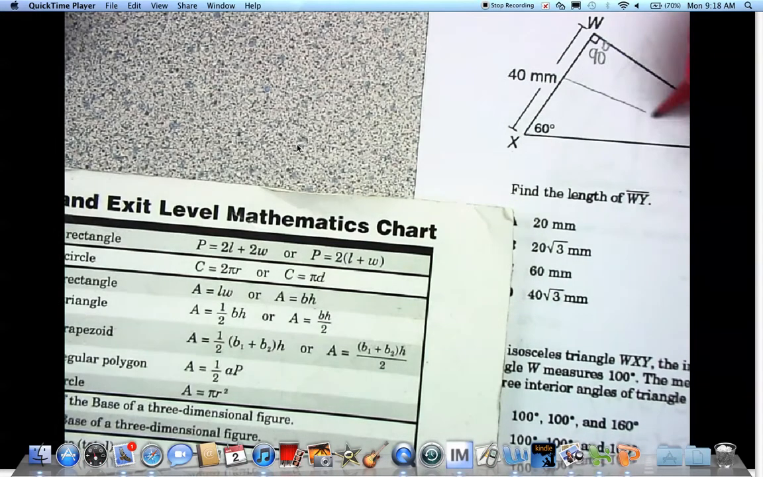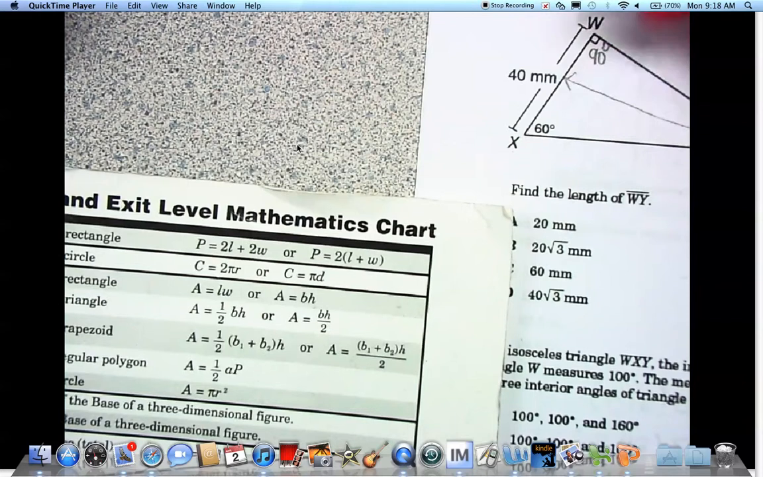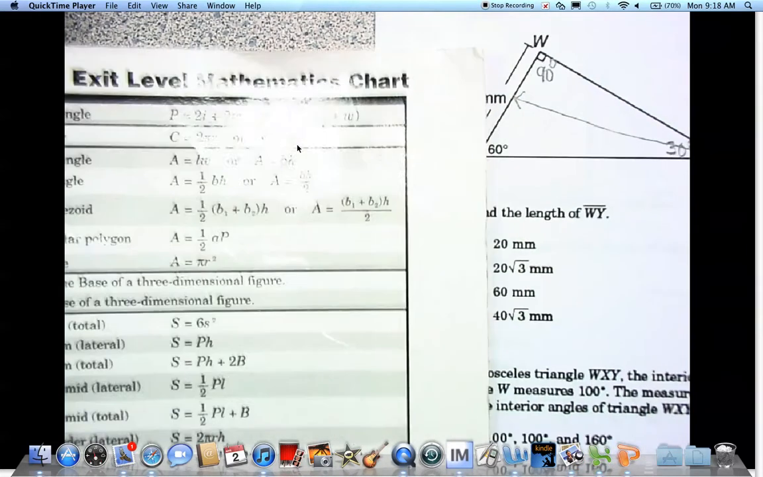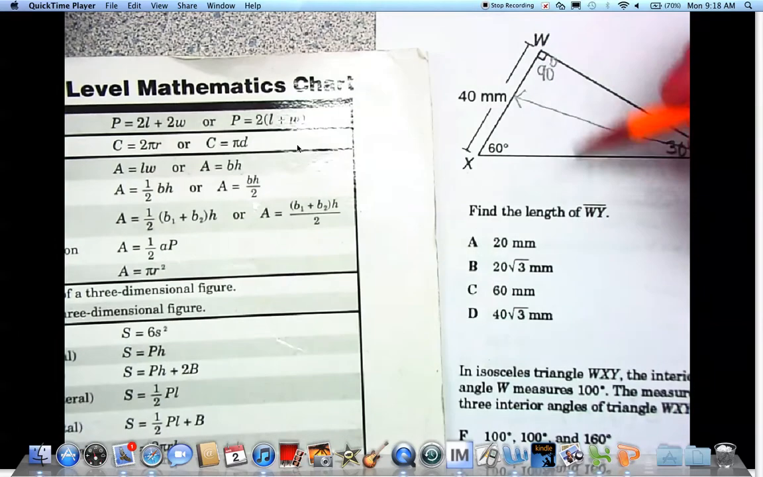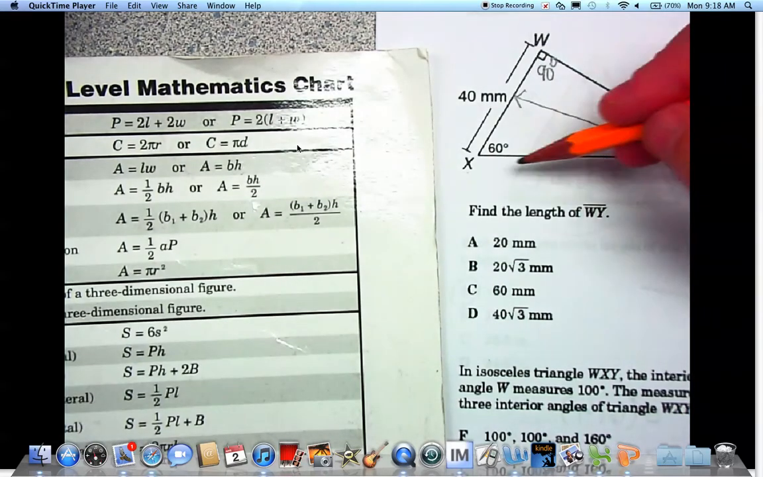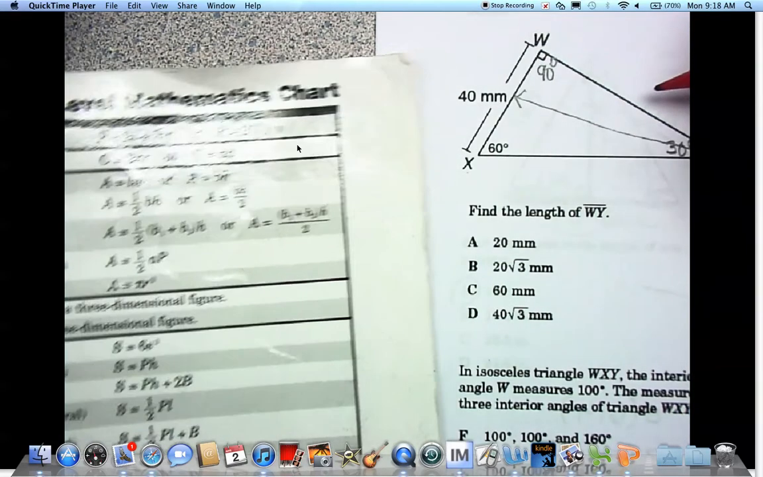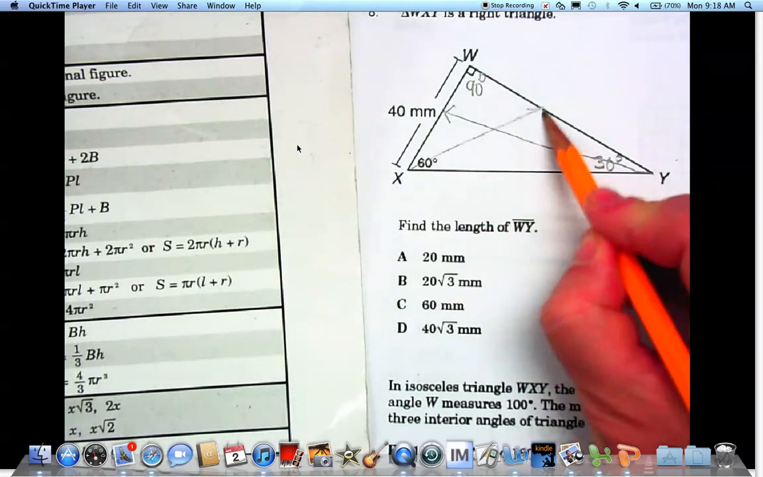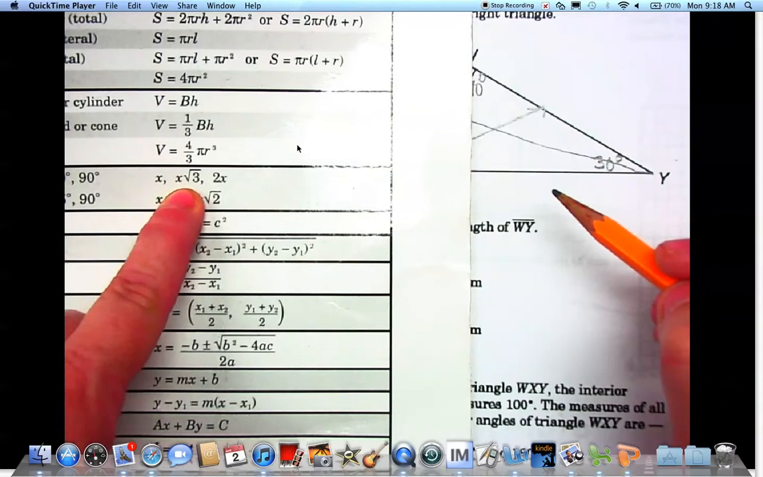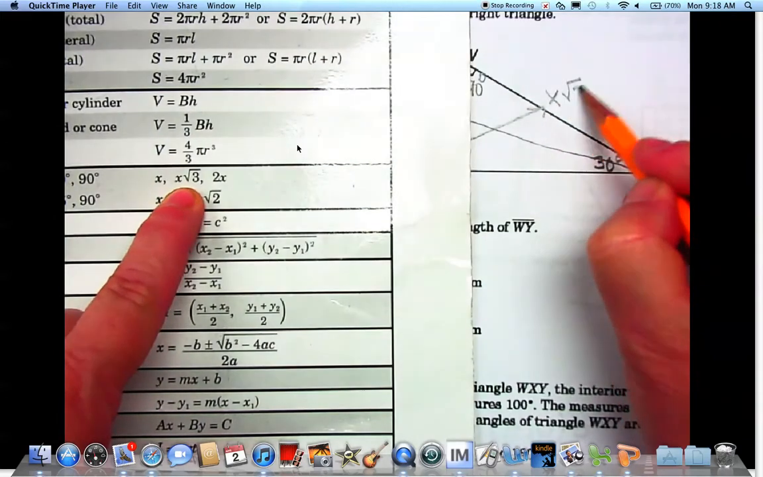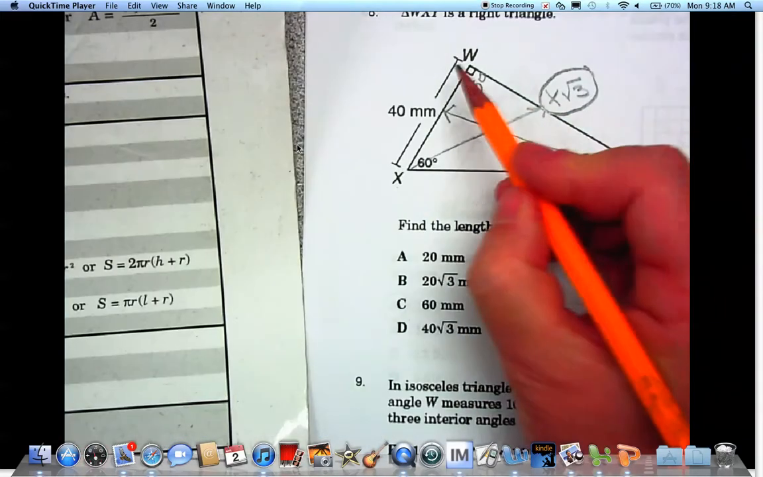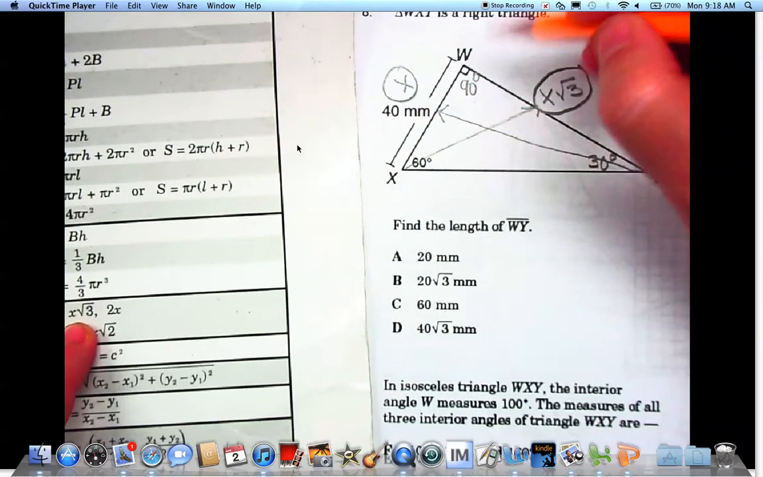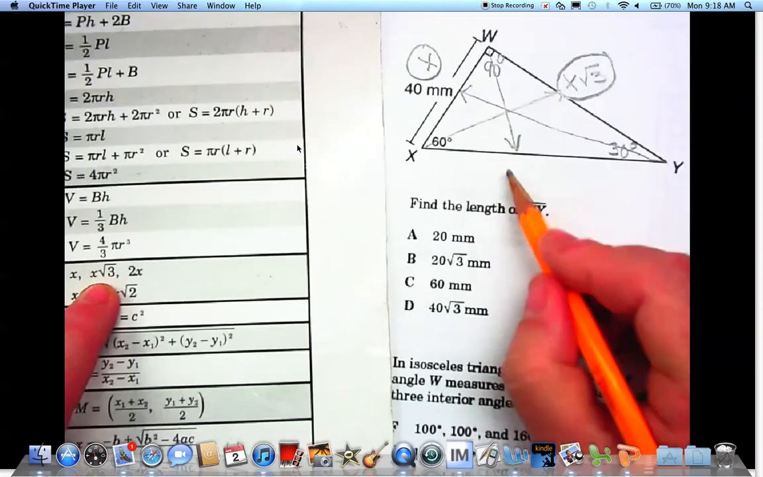And basically the smallest angle goes with the smallest side. The largest angle goes with the longest side. The middle angle goes with the middle side. So what would be across from the 60? x square root of 3. I'm going to circle these. What's across from the 30? x. And then what's across from the 90? 2x.